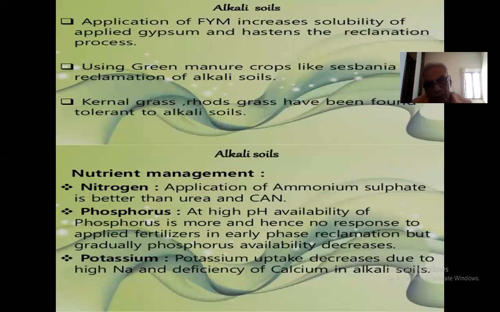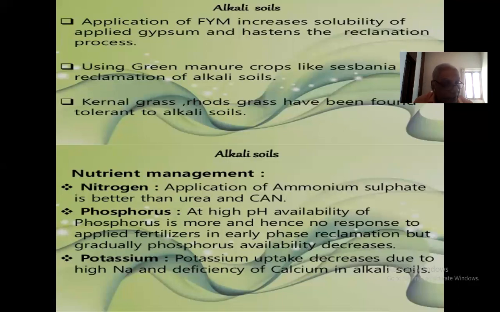So if there is an exception when the pH is greater than 8.5, then phosphorus availability is more. So when we apply phosphatic fertilizer in an alkali soil or sodic soil, we are not getting the response. But after some time, when the plant growth is attained and you apply the phosphorus, then you get the response. Then potassium uptake decreases due to high sodium and deficiency of calcium in alkali soil.